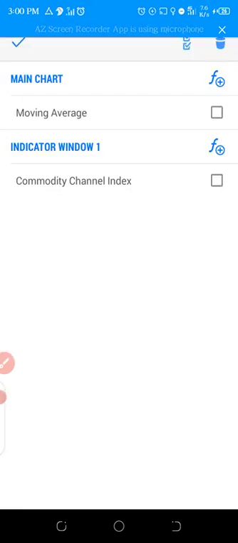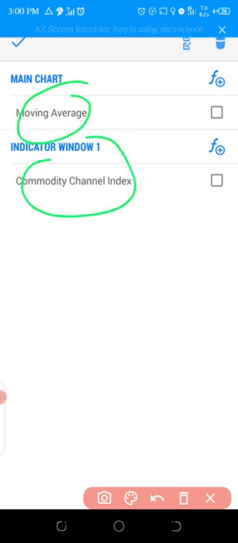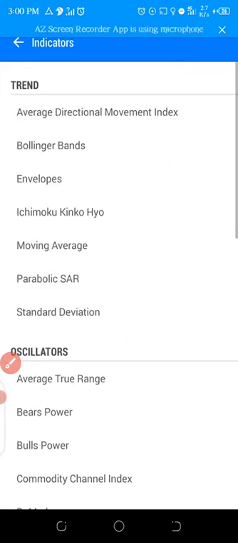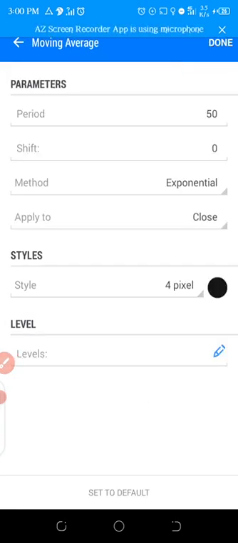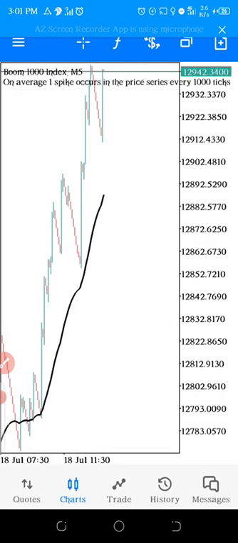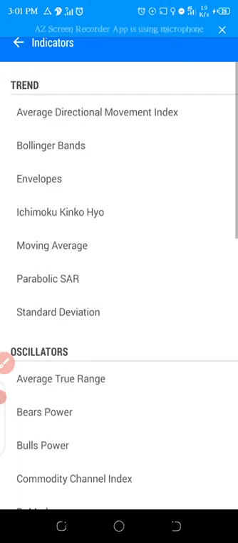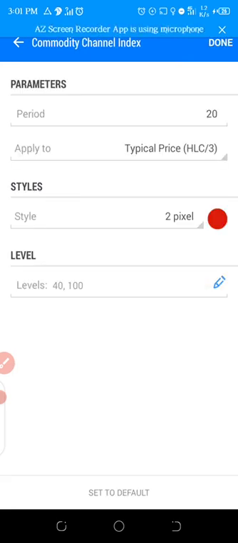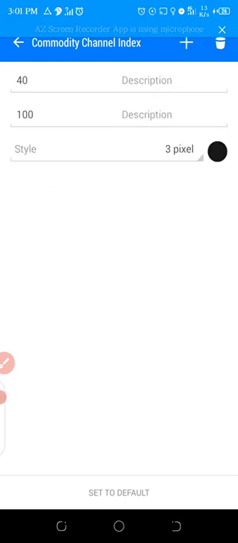So you can see we're only going to be using two indicators. Let me just delete them and add them again. The first one I want to be adding is the moving average. That is the 50 exponential moving average, and you are setting it to close. And the pixel, you want to make it as thick as possible, so you can see the lines clearly. Then you click on done. Then you click on the F button and you click on your main chart, and then you look for your commodity channel index. And this is how you are going to set it. Period is 20. Apply to typical price, HLC3, and then the levels are going to be on the 40 and the 100.